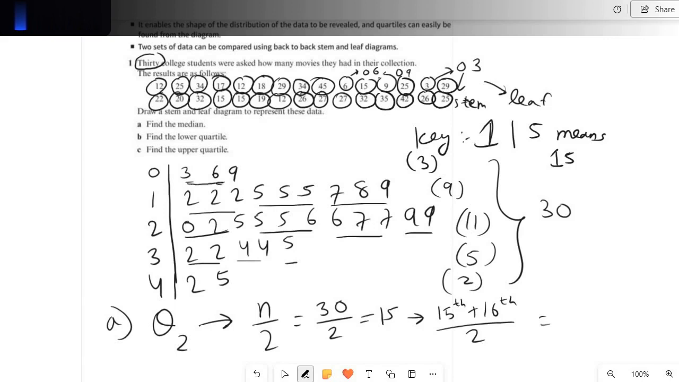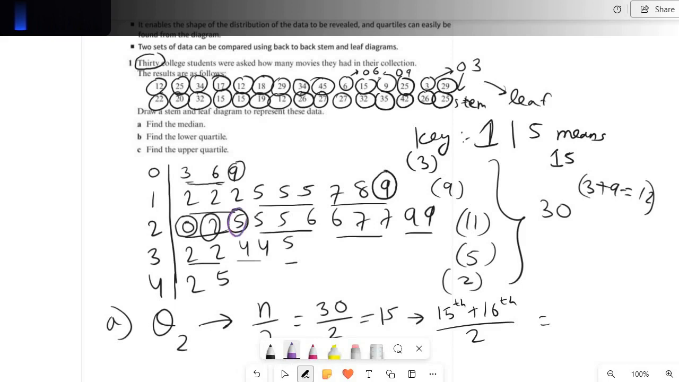So this is the third term. And this is going to be the 12th term, because 3 plus 9 is 12. Then this is the 13th term, 14th term, and 15th term. So the 15th term is going to be 25, and the 16th term is going to be 25 as well. So we can find the average of those, which is 25 plus 25 divided by 2. That gives us 25. And this is our median.